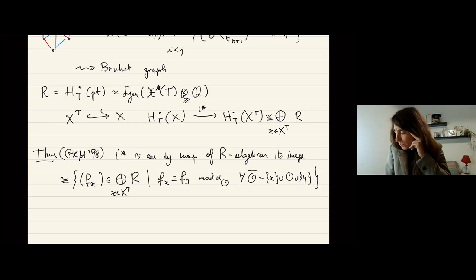And then another thing, and then I promise I'm going to keep going, is that you can, for example, again, in the case of a flag variety, explicitly realize Weyl group actions on this algebra. So you just see that you permute the entries and maybe you twist the R action, and you get left and right action of the Weyl group.